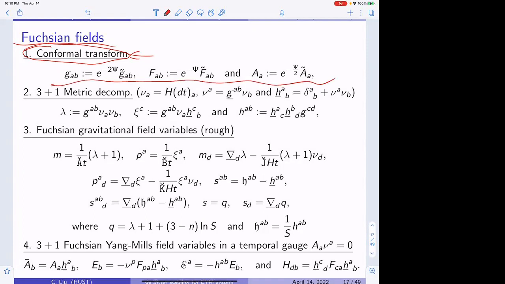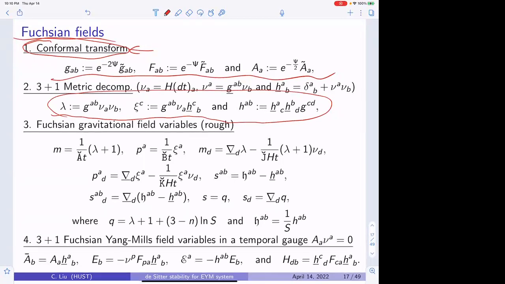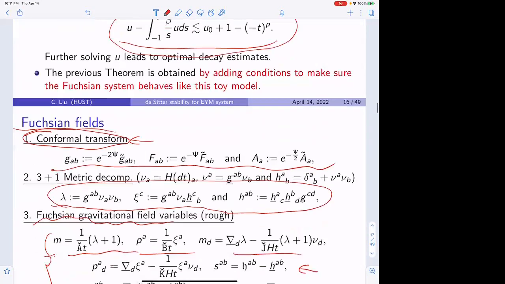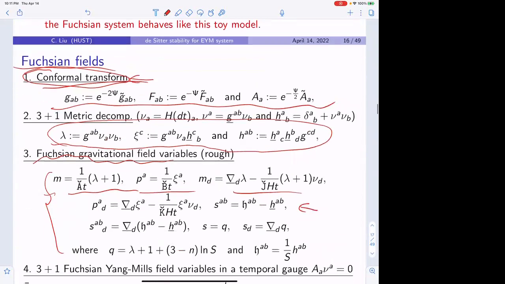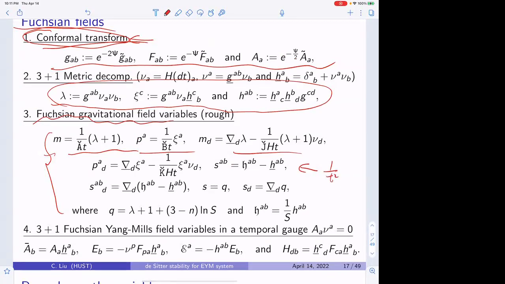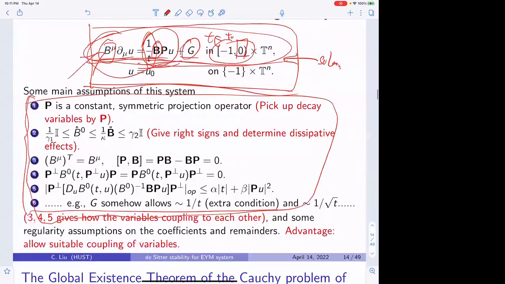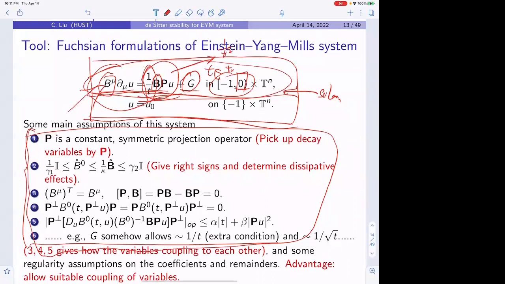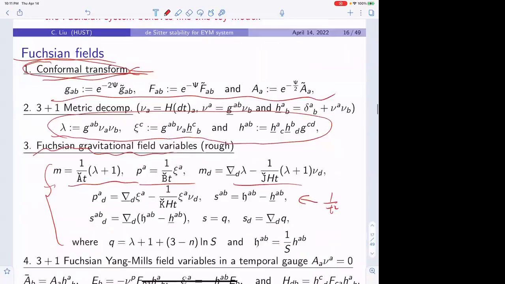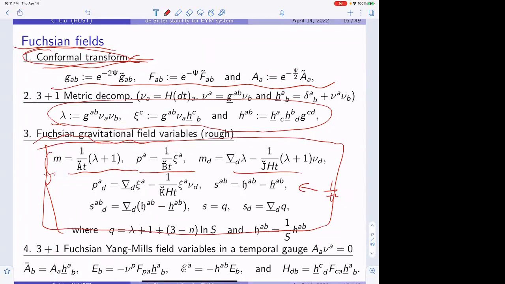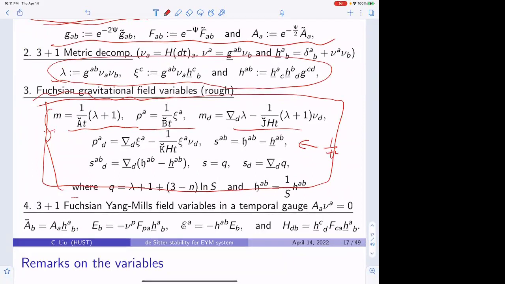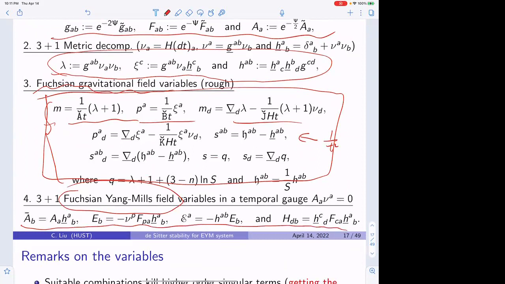In the second step, we decompose the metric using the 3+1 decomposition. We did it like this, and then we introduce some Fuchsian gravitational field variables. Why do we introduce something like this? It's because we want to get the Fuchsian system. If you don't use variables like this, your system after the conformal transformation and the 3+1 decomposition may involve 1/t² terms. It's very bad. But if you choose variables like this, then you can get the correct Fuchsian formulation. Also, for the Yang-Mills field, we will introduce a 3+1 decomposition like this one.